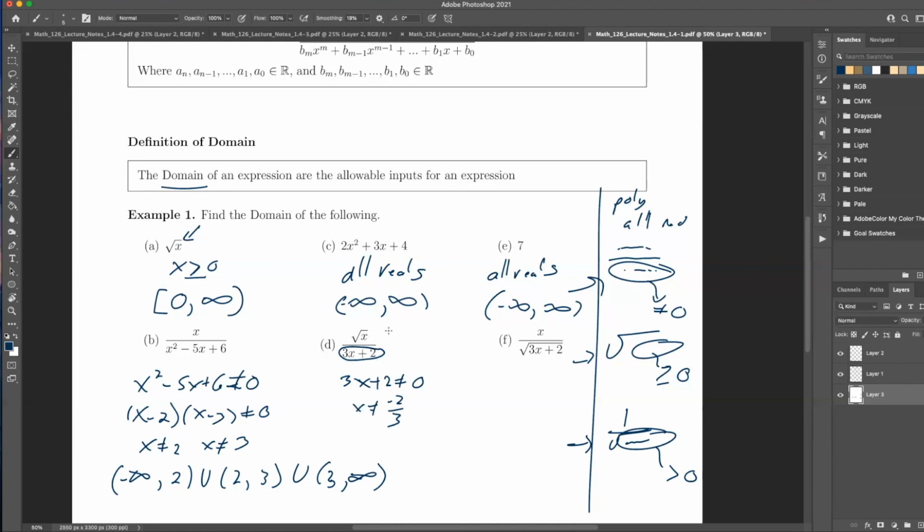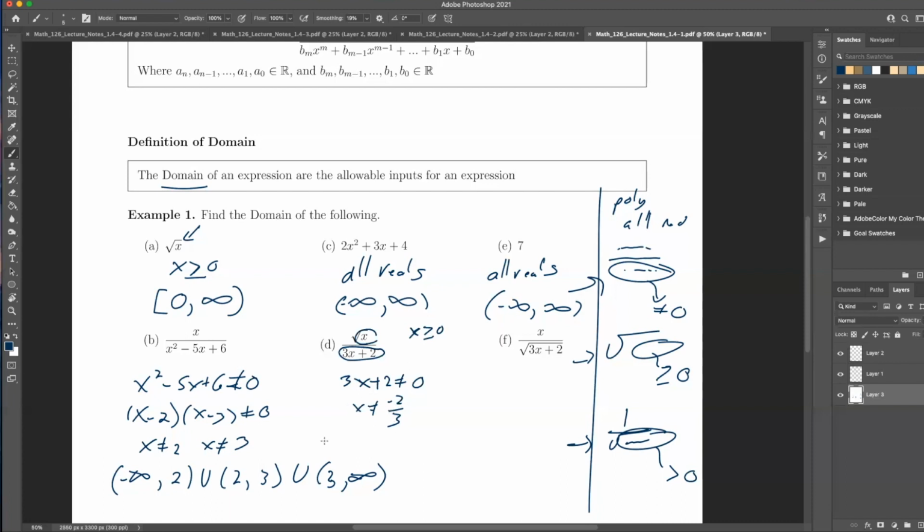But here I have a square root up top, so I need to deal with this. So x has to be greater than or equal to 0. But notice that x being greater than or equal to 0 already does not allow the negative number.